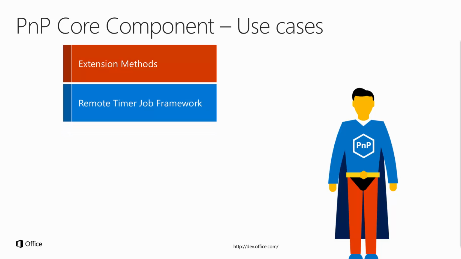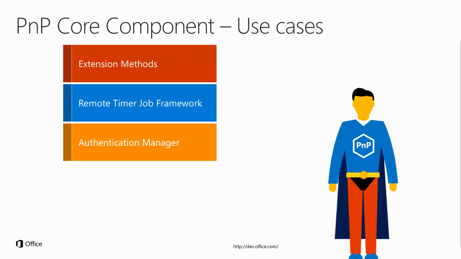The second big thing in the PnP core component is the remote timer job framework. This will help you to create timer jobs, which typically were server-side timer jobs in SharePoint on-premises. But now that we are moving more and more to client-side or remote development practices, where we connect towards SharePoint and don't run the code inside of the SharePoint servers, we have implemented this remote timer job framework, which is part of the PnP core component. It will help you to manipulate sites or apply operations on top of SharePoint in SharePoint Online and on-premises as well. This way you don't actually have to implement farm solution-based or server-side timer jobs within your on-premises farm either.